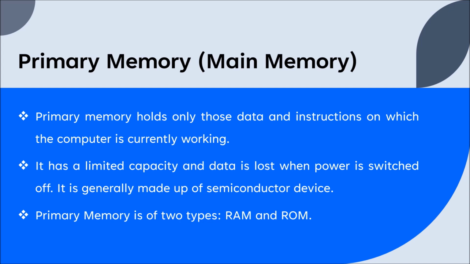Primary memory, main memory. Primary memory holds only those data and instructions on which the computer is currently working. It has a limited capacity and data is lost when power is switched off. It is generally made up of semiconductor devices. Primary memory is of two types, random access memory and read-only memory.